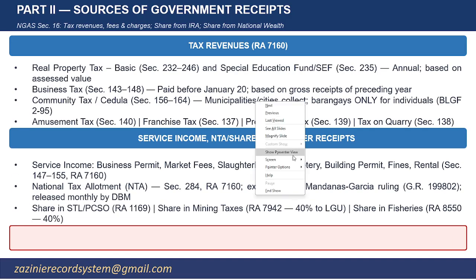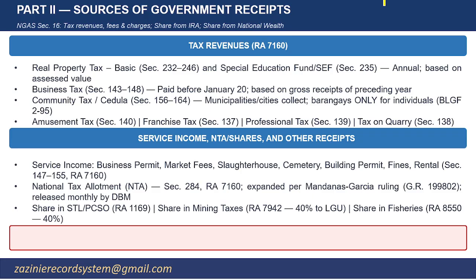These include real property tax, the Special Education Fund, business tax, community tax, market fees, slaughterhouse fees, building permit fees, and the national tax allotment, among others. Every single source requires separate accounting. Trust fund collections can never be commingled with the general fund. They are legally distinct categories serving different purposes.